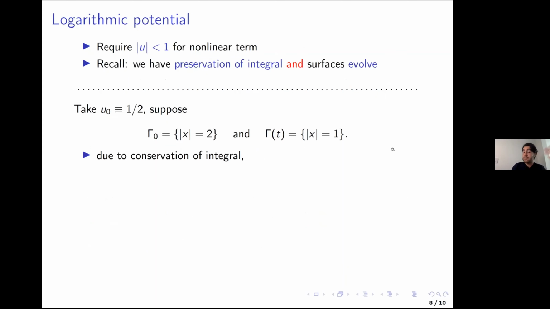So on the one hand, we have preservation of integral. Remember, this is what I told you to keep in your minds about the feature of the equation. So on the one hand, the integral at time t is the initial integral, right? And this we can calculate, it's equal to 8 pi. If I made the calculations correctly, this is 8 pi.